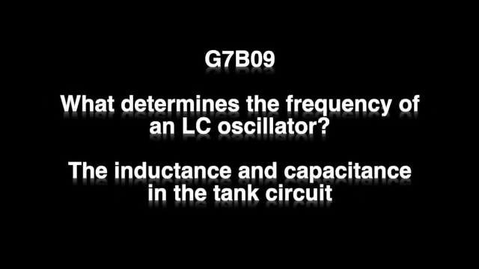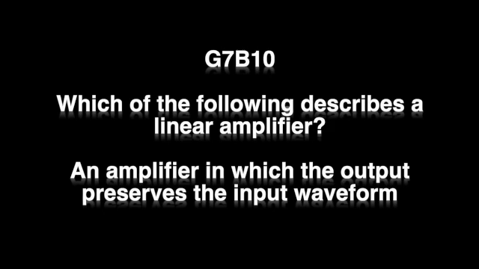G7B09. What determines the frequency of an LC oscillator? The inductance and capacitance in the tank circuit. G7B10. Which of the following describes a linear amplifier? An amplifier in which the output preserves the input waveform. G7B11. For which of the following modes is a Class C power stage appropriate for amplifying a modulated signal? FM.